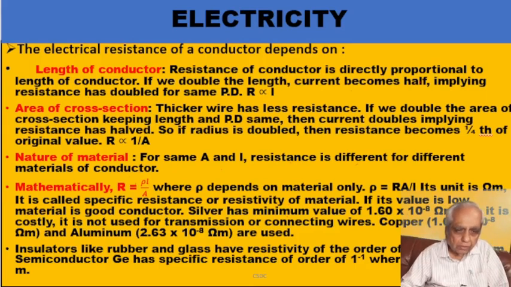Now if I have a conductor, what are the parameters on which its resistance will depend? So the first parameter is the length of the conductor. See, this is very obvious. First let us try to understand the meaning of resistance. Resistance means the obstacles that current has to overcome when passing through the conductor. So if this is the conductor, current is flowing. When current flows, as I told you, electrons are flowing in the opposite direction.